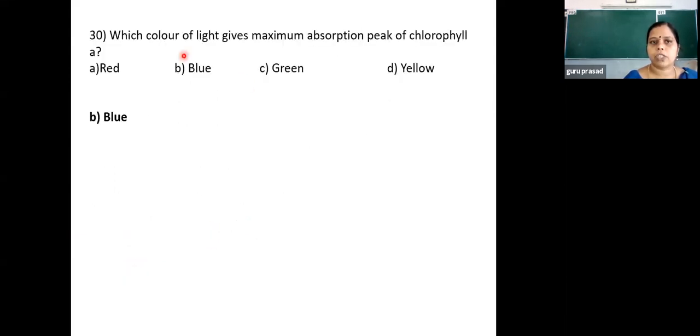Next. So last question, which color of light gives the maximum absorption peak of chlorophyll? Usually, we have discussed this in the pigments involved in photosynthesis, right? So usually chlorophyll a has the absorption capacity in the bluish range of the light spectrum, as seen in chromatography, around 680 to 700 nanometer. Okay, so this is the correct option for question number 30.